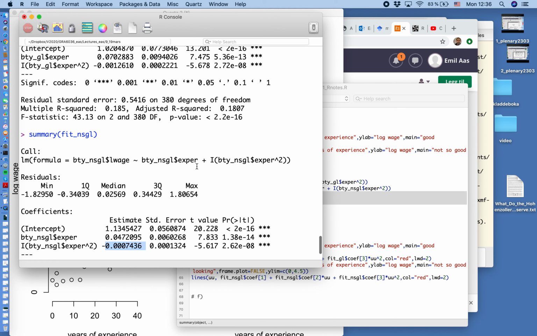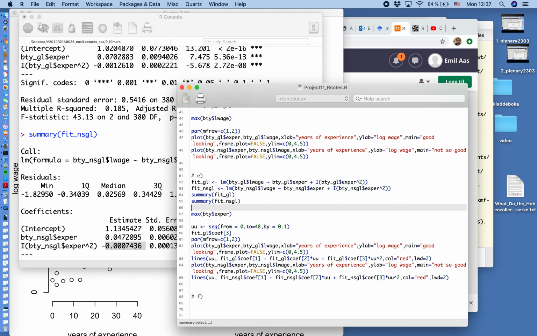So it might be okay without an interaction term when we fit a model to the full data set, but at the same time we see that all four of them are highly significant. So there is an indication in the data that there is some difference in the effect of experience in the good looking and the not so good looking group. So that's what we are to investigate more closely here in F.